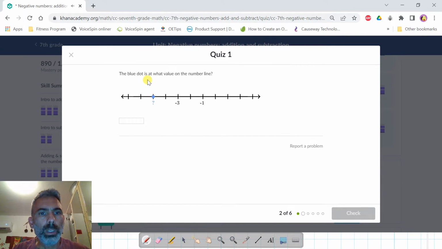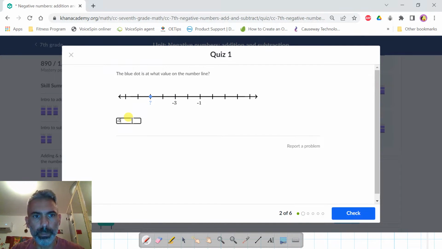The blue dot is at what value on the number line? Okay, so if this is -1 and this is -3, each hash mark represents a jump of 1. So this is -1, -2, -3, -4, and the blue dot is -5.